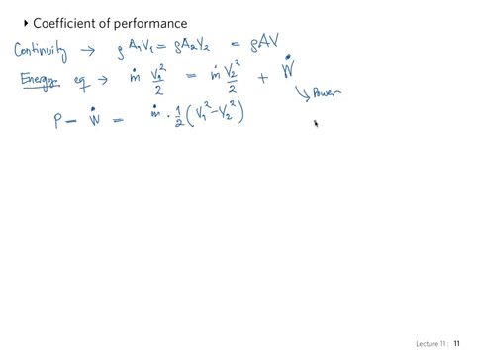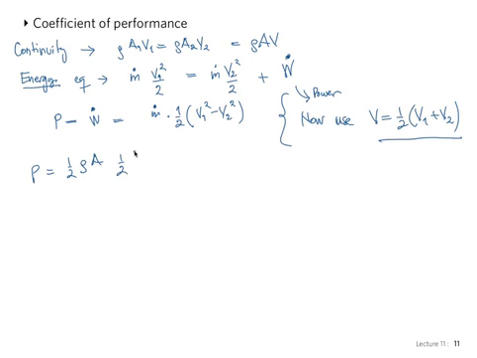Now we're going to use the fact here that V is equal to 1/2 (V1 plus V2). It was given in the other problem. And we write P equals 1/2 M dot. For M dot, I'm going to write rho A V. But for V, I'm going to write this: 1/2 (V1 plus V2). And I still have this term over here, V1 squared minus V2 squared.